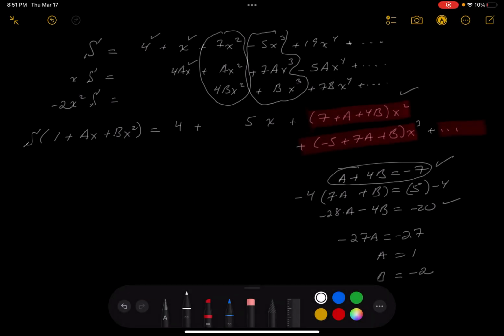You get 19 minus 5, because a is 1, and then 7 times b would be minus 14. That's also equal to 0. All right?